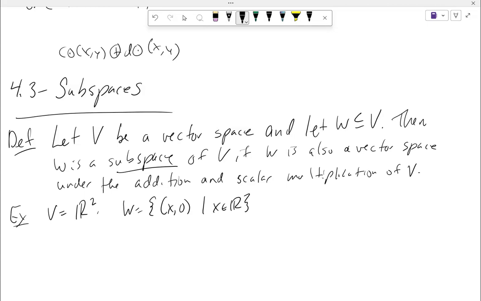By the way, if all I do is write V as R2, assume that your addition and scalar multiplication are as usual. Adding the two components together like you would, taking the scalar and running it through the two components like you would. Okay? Unless I tell you addition or scalar multiplication is weird, assume it's not weird. Fair enough? All right.